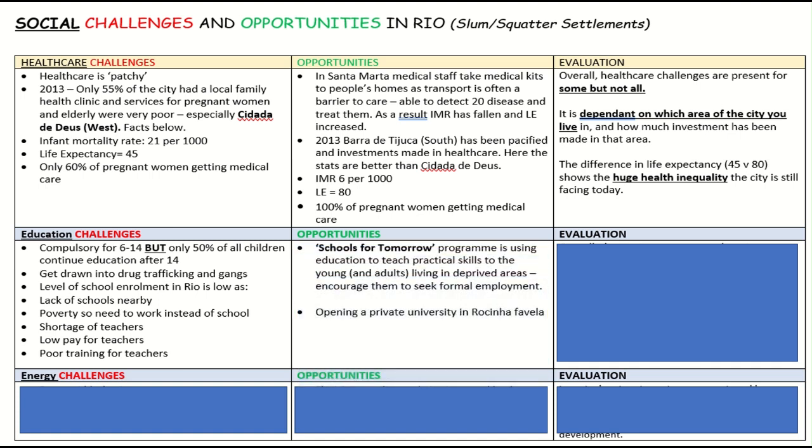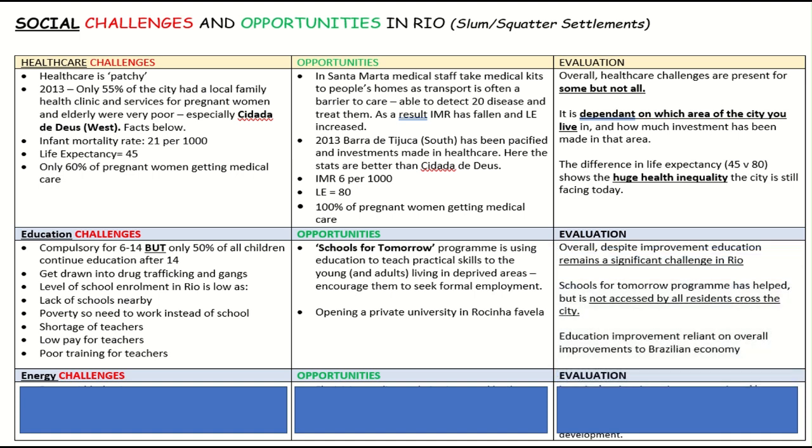But the Schools for Tomorrow program is using education to teach practical skills, and they've also opened a private university in the Roxina favela. Roxina is the largest favela in Brazil, and they have actually opened a university there now to encourage that education. I would say, overall, despite improvement, education remains a significant challenge in Rio. The Schools for Tomorrow program has helped, but it is not accessed by all residents across the city.